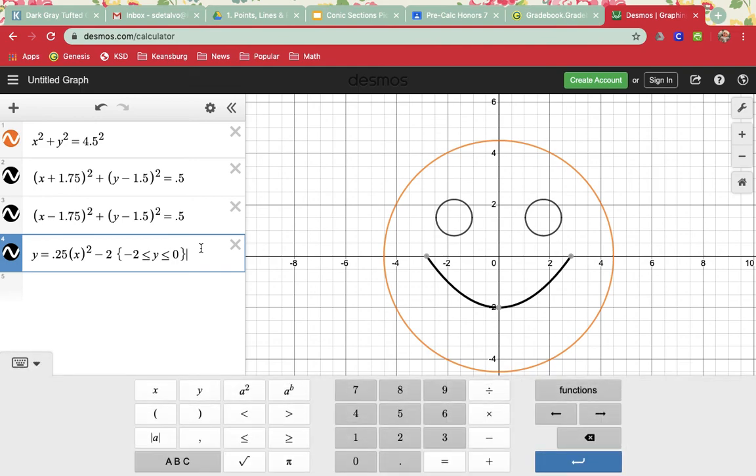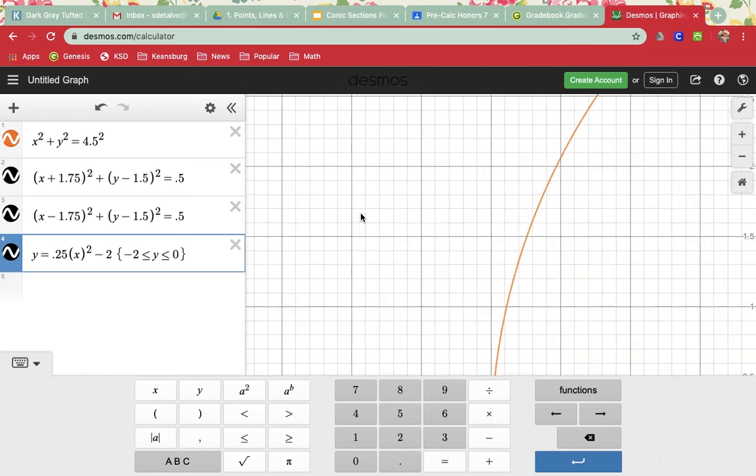Now, for your project, you're going to also need to include an ellipse in here and a hyperbola somewhere. So when you're doing that, make sure that your picture has all of the requirements. Look back at the rubric. And then when you're done, you're just going to take a screenshot of your equations, a screenshot of your picture, and put it right into that Google Slides so that I can go in and grade it on the rubric for you. All right.